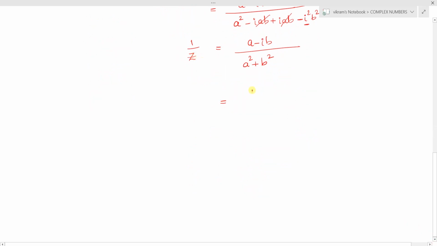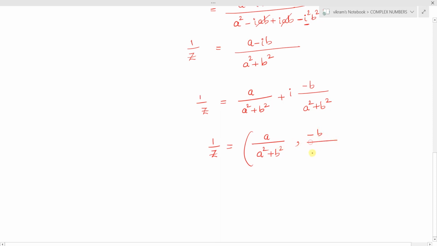If we separate the real and imaginary part, we can write this as a by a square plus b square plus iota times of the imaginary part minus b by a square plus b square. So which is the multiplicative inverse of a complex number. Okay, so which can be written in the ordered pair form. The multiplicative inverse of a complex number can be written in the ordered pair form a by a square plus b square comma minus b by a square plus b square.